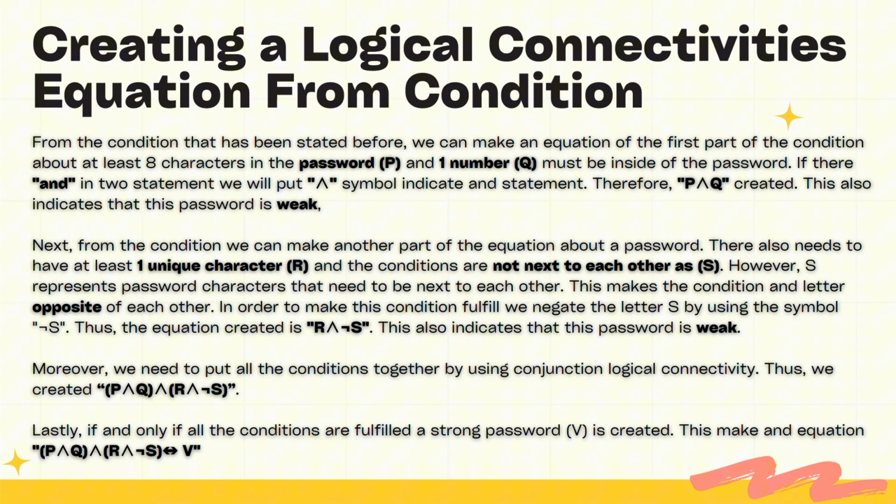Moreover, we need to put all the conditions together by using the conjunction logical connective. Thus, we created P and Q and R and not S. Lastly, if and only if all the conditions are fulfilled, a strong password V is created. This makes the equation P and Q and R and not S conditional to V. So, in other words, to create a strong password, the equation must be P and Q and R and not S conditional to V.